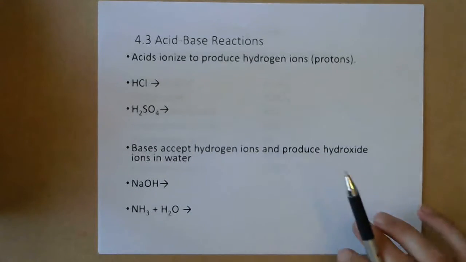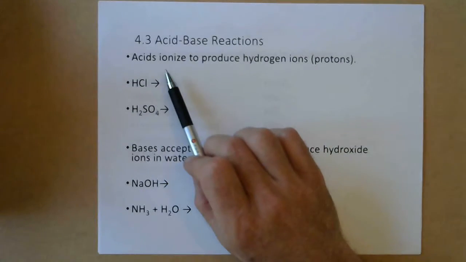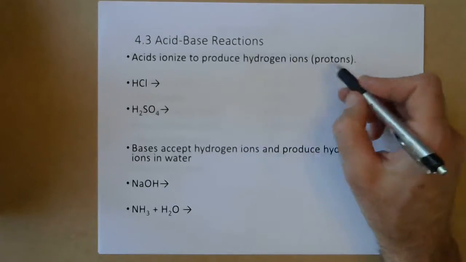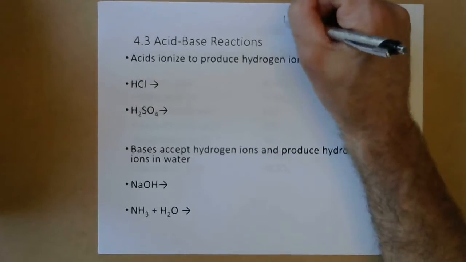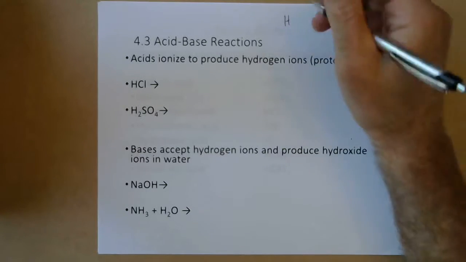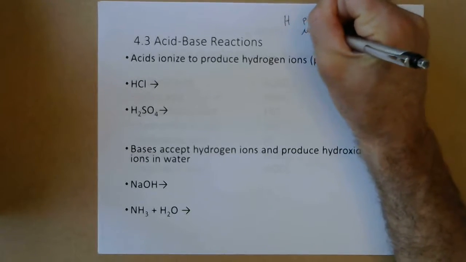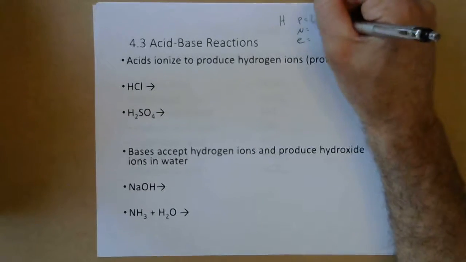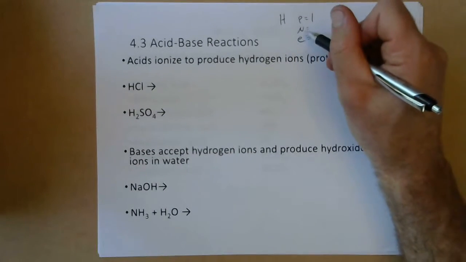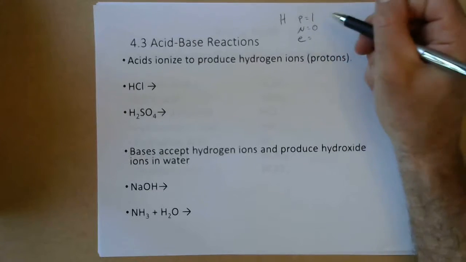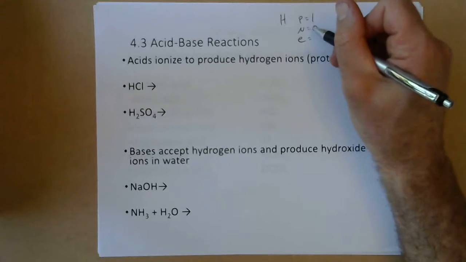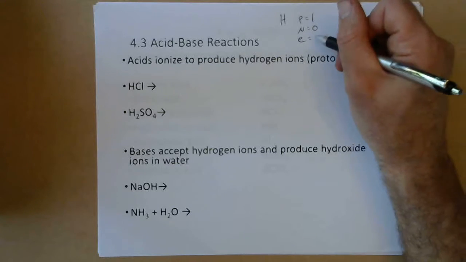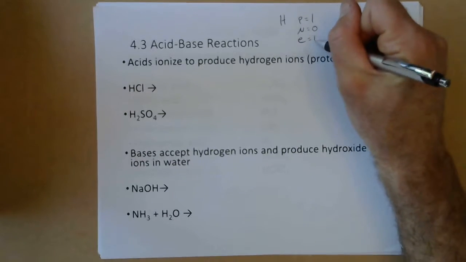So for a definition for right now, we'll just say that acids ionize to produce hydrogen ions. Hydrogen ions are also sometimes called protons. If we look at how many protons, neutrons, and electrons hydrogen has, from the periodic table, hydrogen has 1 proton, its atomic number is 1. Neutrons, 0 for most hydrogen atoms. Its mass number is really close to just 1. And then electrons would be equal, so it would also be 1.